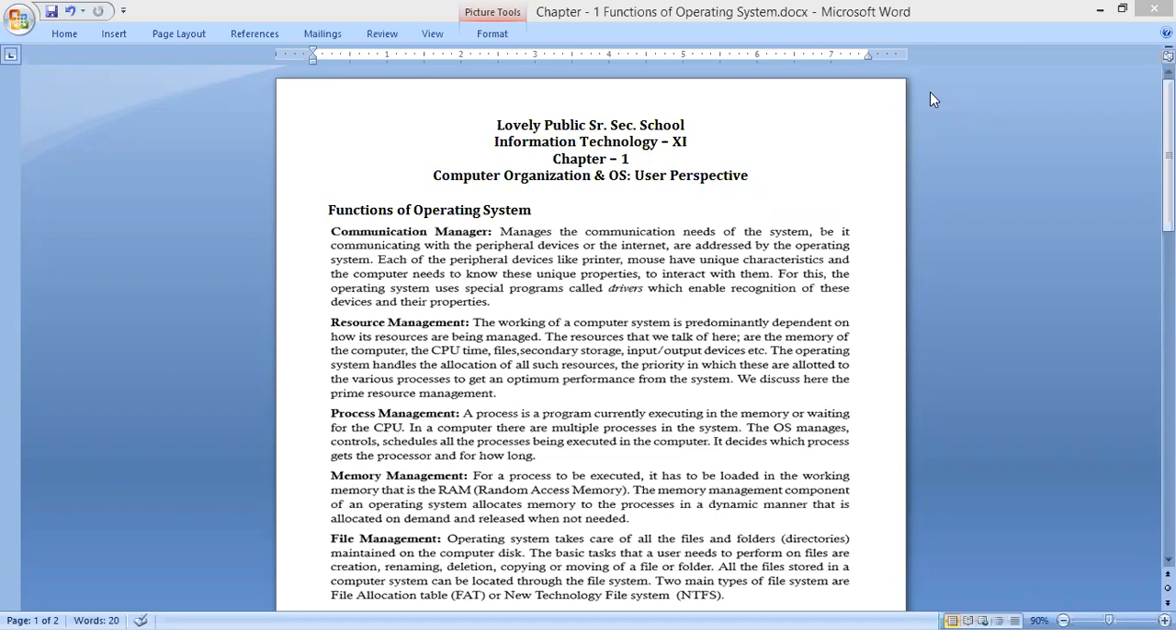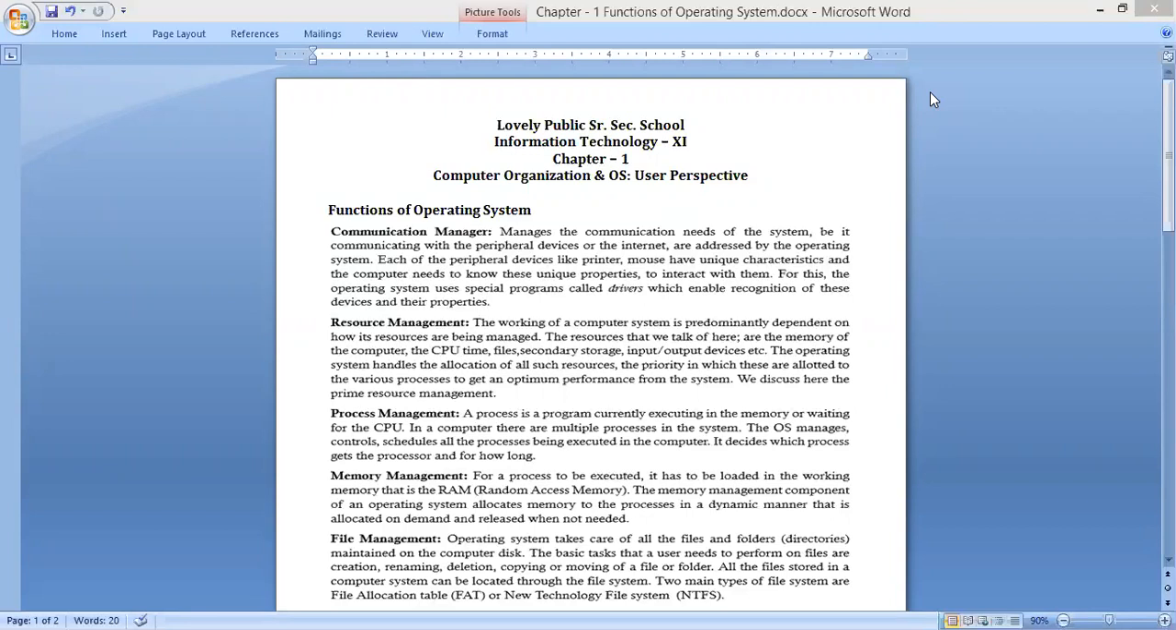As all the peripheral devices are attached to the system, how to communicate, how to take input, how to process the data, and how to provide the data, that is the first prime task of the operating system, that it manages communication.